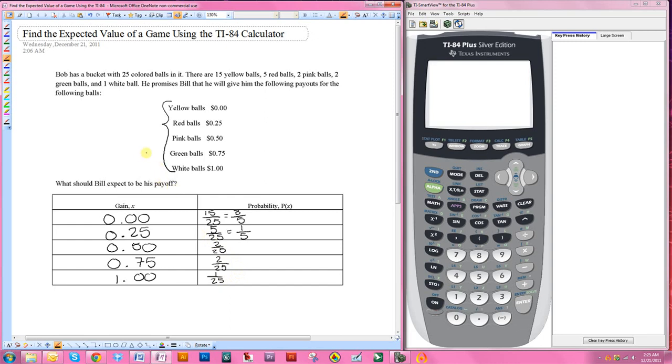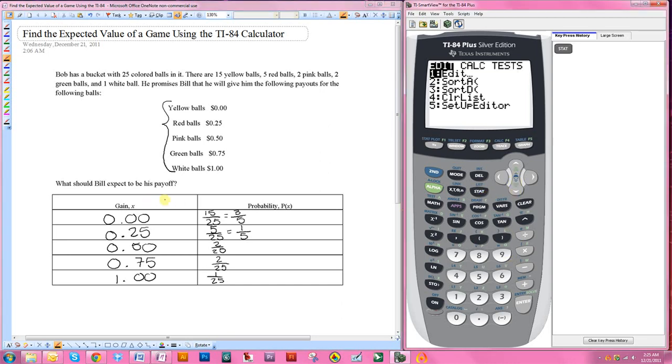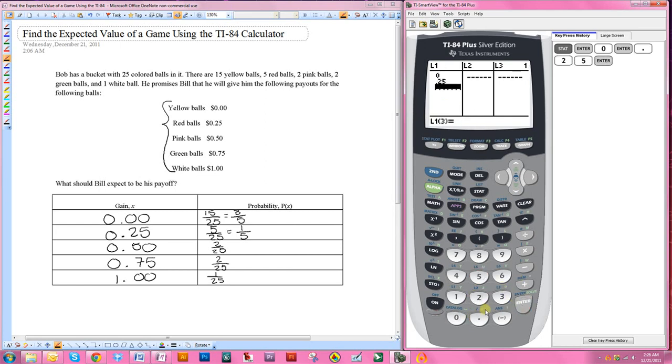Okay. So what I want to do now to determine the expected value is find the mean of this probability distribution. Okay. So all I'm going to do is put this probability distribution into my calculator. So I'm going to put each of these gains in my first column. Okay. Then I'm going to put each of these probabilities in my second column.